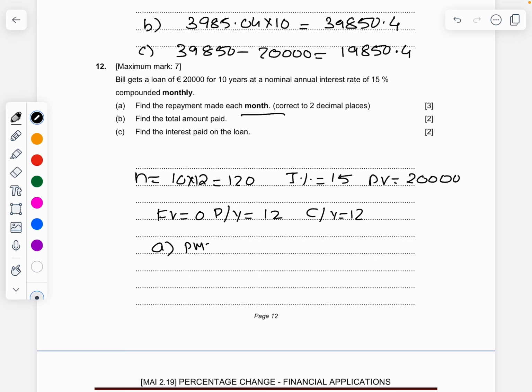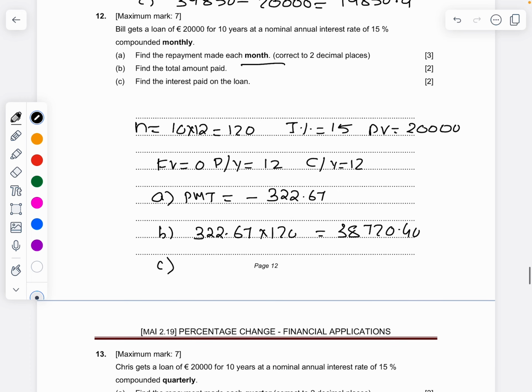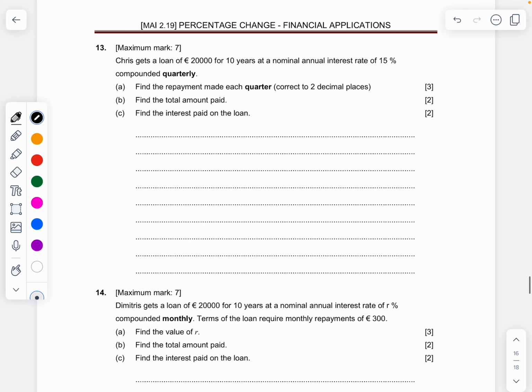So calculate PMT. Calculator will give you minus 322.67. Then total amount paid: 322.67 times 120, which is 38,720.40. Find the total interest paid: 38,720.40 minus 20,000 equals 18,720.40.